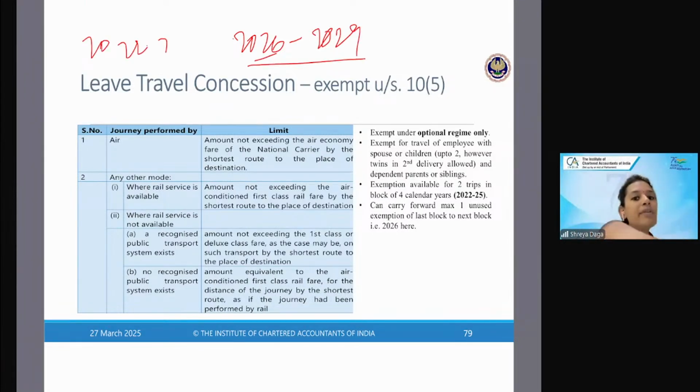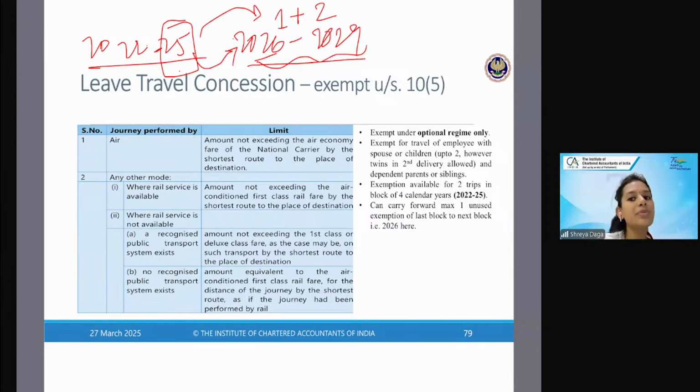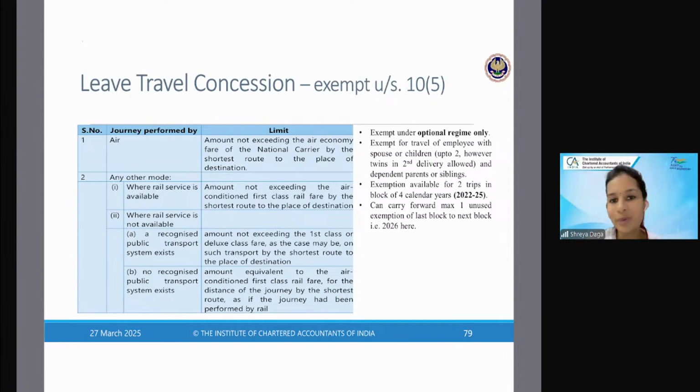So if you have any unused travel of this block, you can take maximum one and carry it forward to the next block. So you will get 2 original allotments in this block, plus you can have one from the earlier block. So total you can take 3 trips in this block, because you were having one unused from the earlier block. Ma'am, will the income tax law now decide how many holidays we will take? No. You can take as many holidays as you want. They will give you limited exemption. Okay. All right.